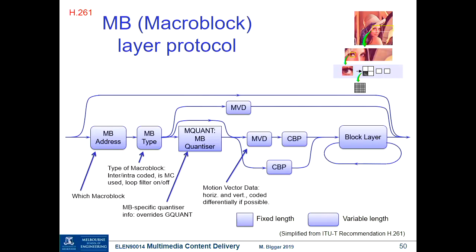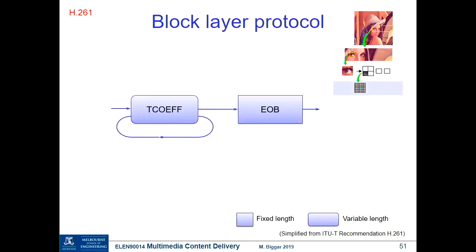Motion vector data, so the horizontal and vertical components of the motion vector. Having got to the stage where we're about to encode the block, this tells us which blocks have at least one coefficient, so which blocks are actually encoded of that set of 6.